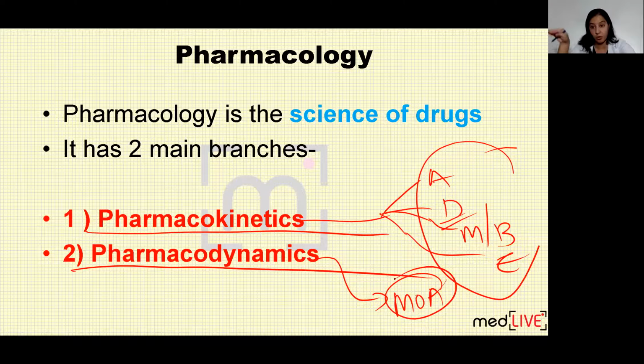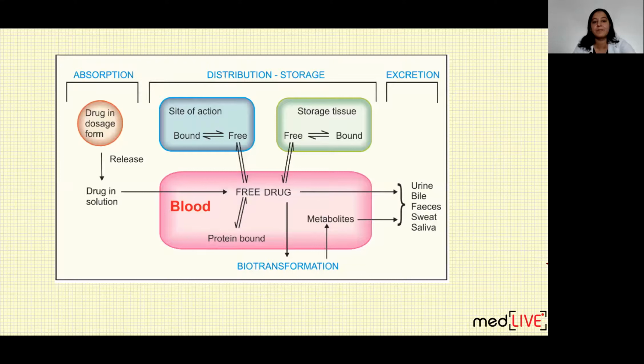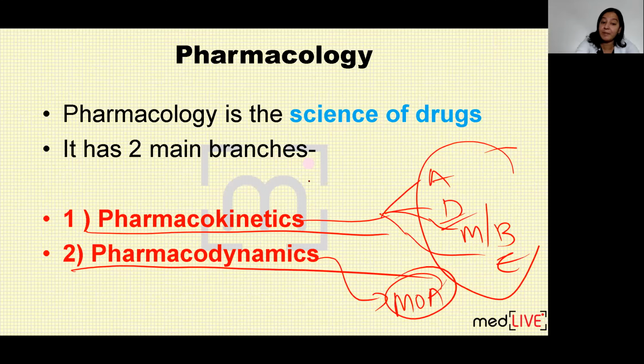So that was all an overview of the two branches of pharmacology, that is pharmacodynamics and pharmacokinetics. In pharmacodynamics, there is only the mechanism of action of the drug. There are no further parts in pharmacodynamics. So in this lecture, I am taking a topic from pharmacokinetics.